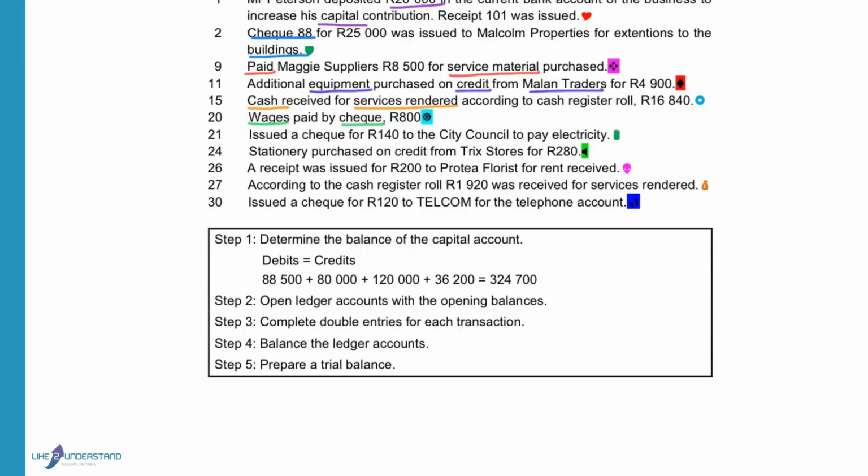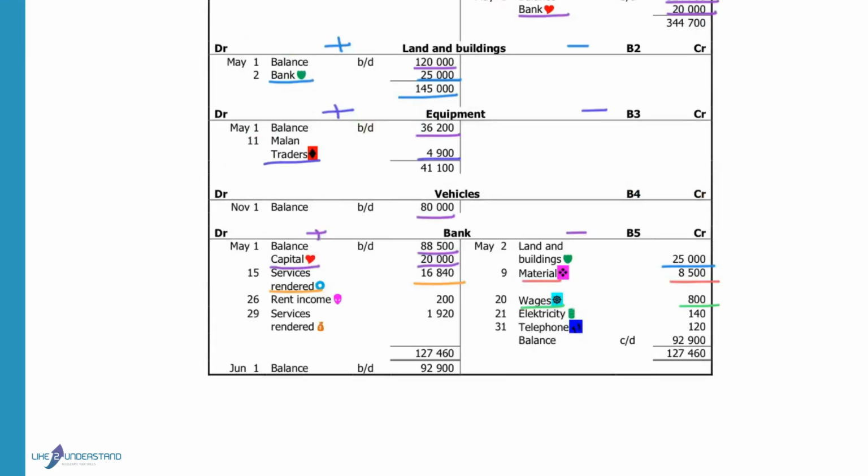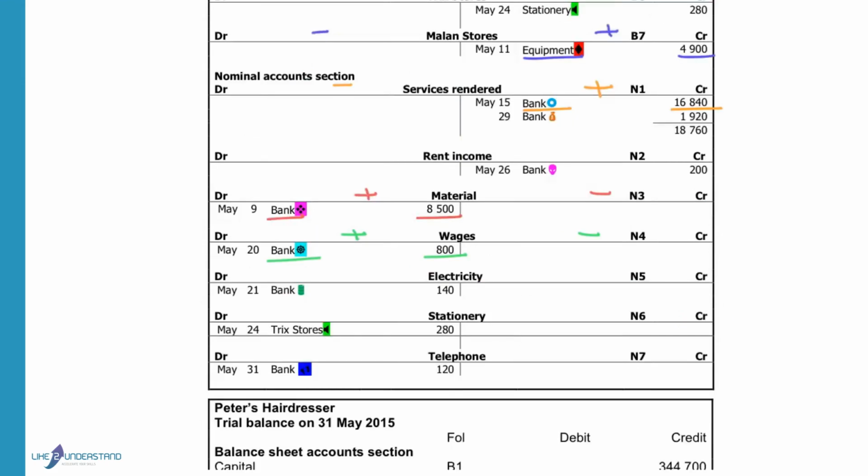Issued a check to pay for this electricity. Money was taken from the bank and electricity was paid. The bank account will be credited with 140 to decrease the money in the bank, and the electricity account will be debited. Electricity is an expense that increases on the debit side and decreases on the credit side. So expenses increased with 140 and the bank account was credited.